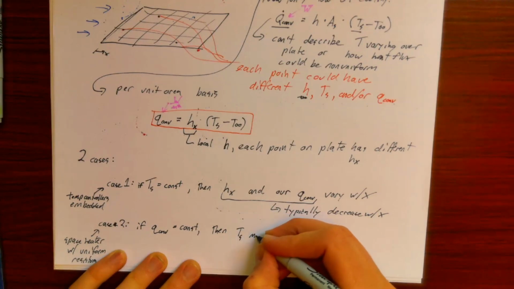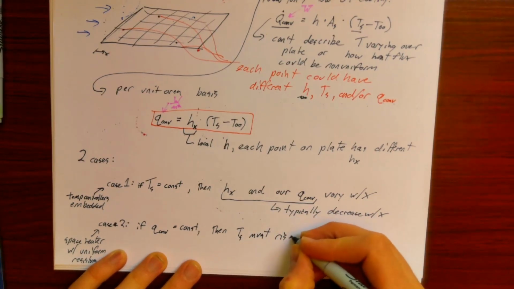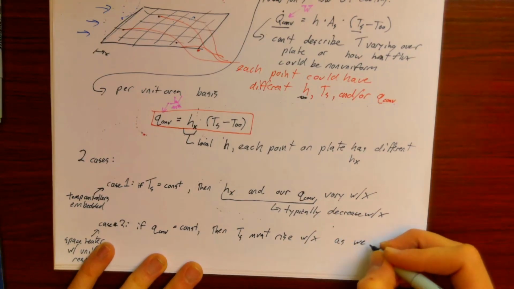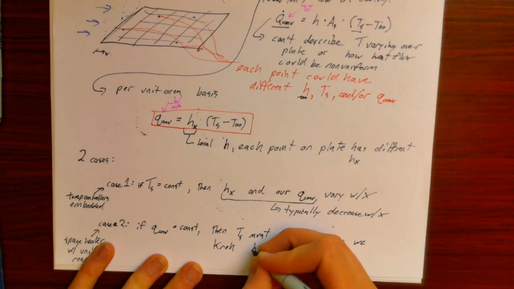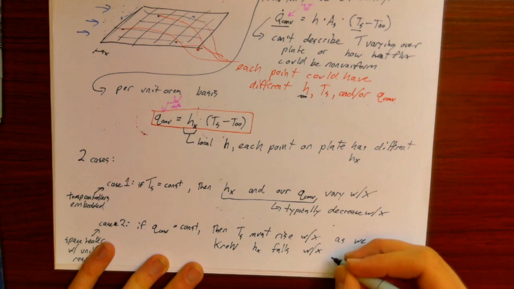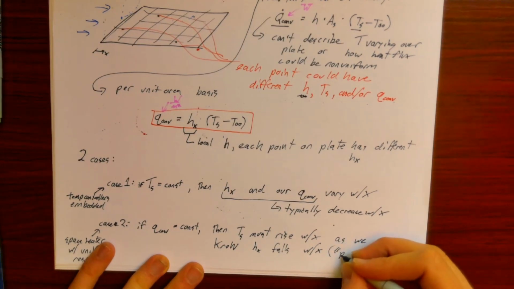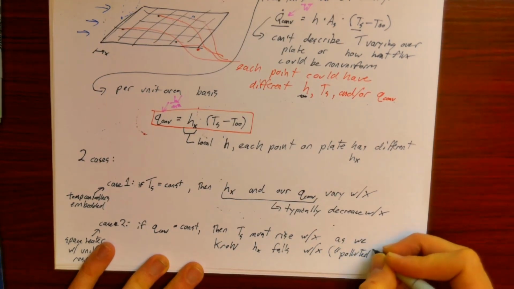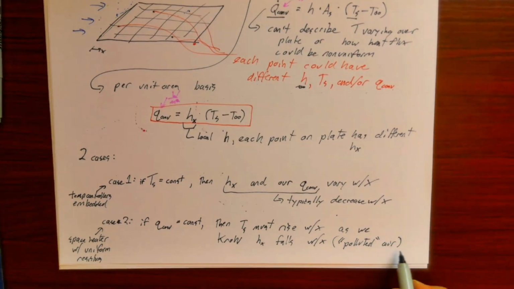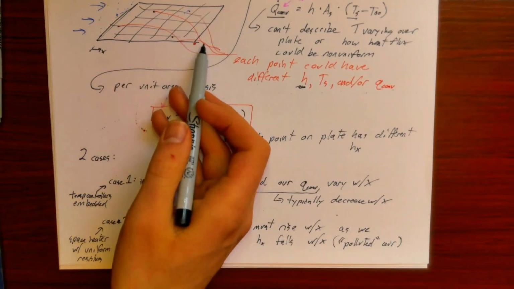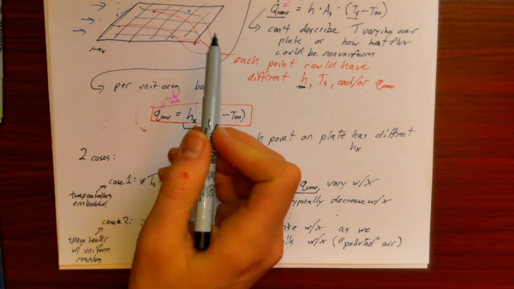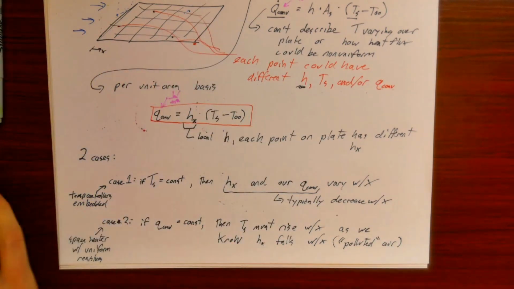Ts must rise with x, as we know h sub x falls with x due to the sort of polluted air phenomenon. And I'm saying air here because a lot of times we have air flowing past flat plates, but this also applies just as readily to systems with water as well.